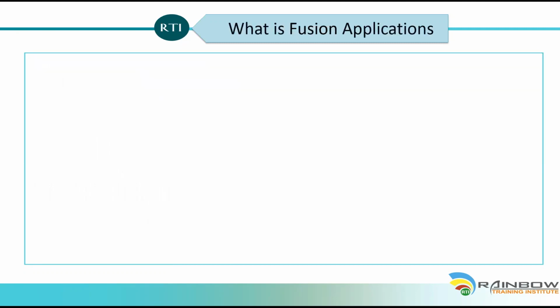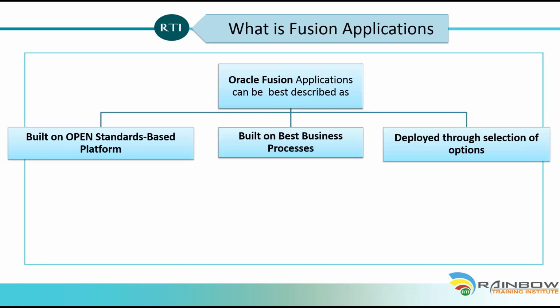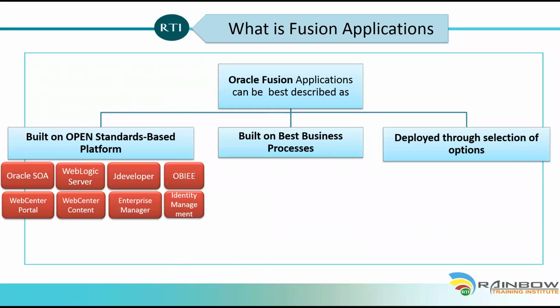So what is Fusion applications basically? We can best describe it as built on an open standards based platform, meaning built on open technology, built on best business processes and best functionalities, and various deployment and installation options. All these three categories. So what do we mean by open standards based platform? What Oracle did back in 2000, 2001, when they thought of moving from the legacy Oracle E-Business Suite applications to better applications, is they started thinking about what the best platform to build would be.